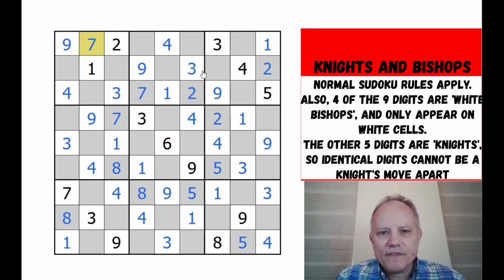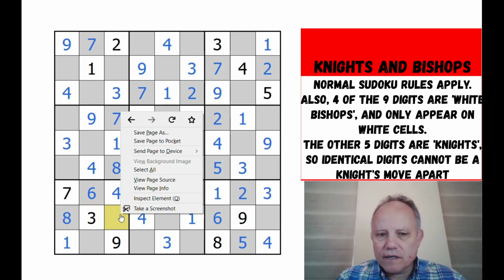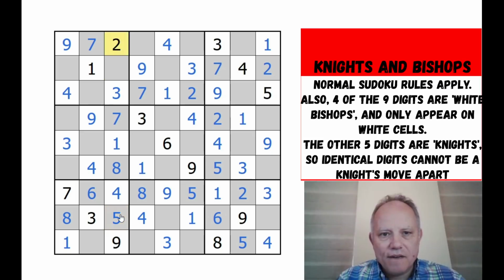So 7 there, we can place 7. We can finish this column with a 6. This must be effectively naked now. That's a 2, 6 there. 5 and 6 to go in column 3. 6 and 8 to go in row 3. I think we're just finishing up now.